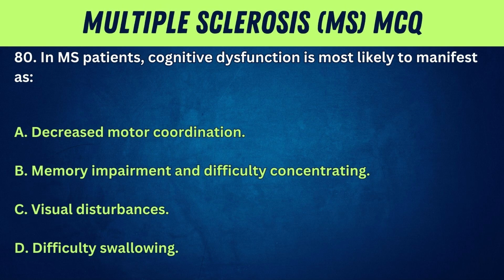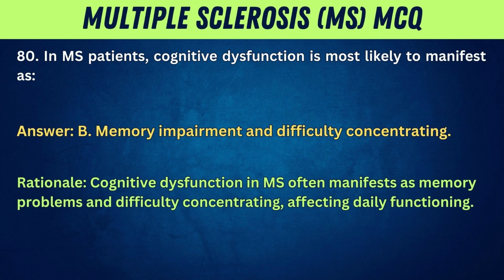80. In MS patients, cognitive dysfunction is most likely to manifest as A. Decreased motor coordination. B. Memory impairment and difficulty concentrating. C. Visual disturbances. D. Difficulty swallowing. Answer: B. Memory impairment and difficulty concentrating. Rationale: Cognitive dysfunction in MS often manifests as memory problems and difficulty concentrating, affecting daily functioning.